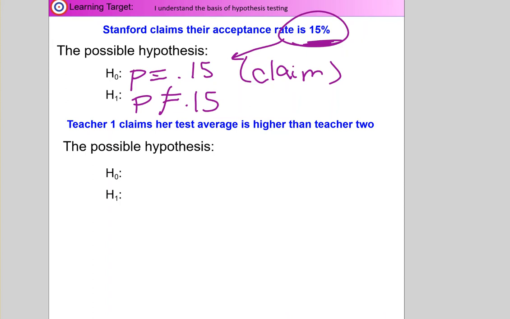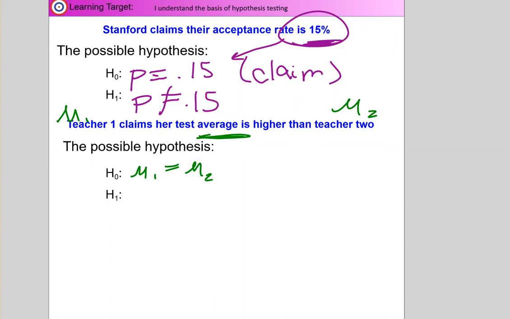All right, so our next example says teacher 1 claims her test average is higher than teacher 2. So we're talking about an average here. So average tells us mu. And we're comparing two teachers' scores to each other, so we're going to have two populations here. We've seen two population data before, two sample data before. So we're comparing teacher 1 to teacher 2. Remember, your null hypothesis would be that there is no change. So mu1 would equal mu2, that their scores are exactly the same.